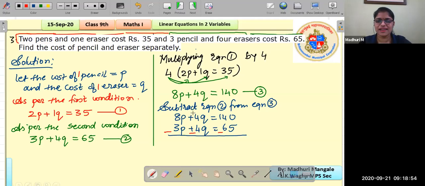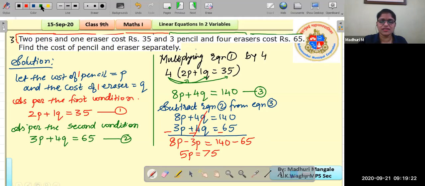Yes, time up, and let's see if you have got it. So 8p minus 3p over here, the 4q and minus 4q will get crossed out. We are left with 8p minus 3p, and that is equal to 140 minus 65. So what is 8p minus 3p? That is 5p, and we are subtracting 140 minus 65. What is that equal to, students? That is equal to 75. Yes, I guess you all have got it right.